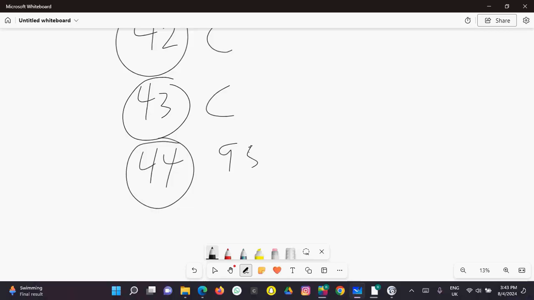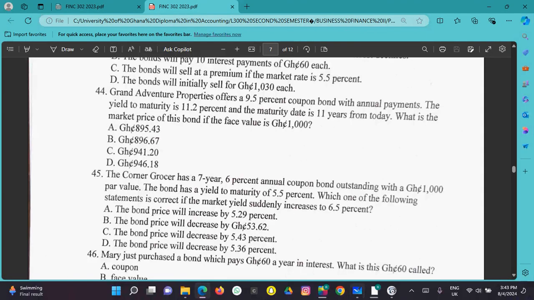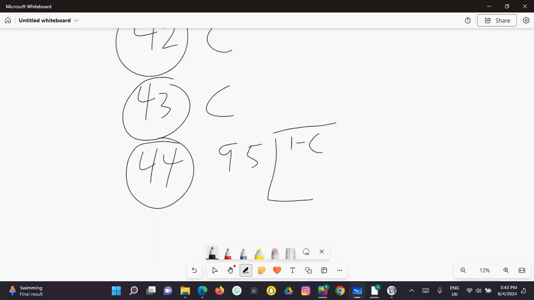95. So 95, putting into the formula, 1 minus into brackets. R here, what is R? R, the yield to maturity, is 11.2%. So 1.112, just doing it faster, to the power minus 11, all over 0.112. We've done this already here.